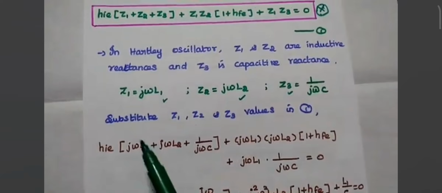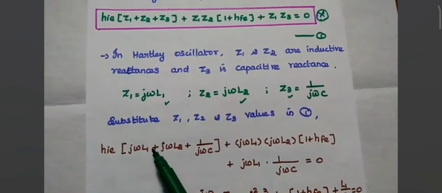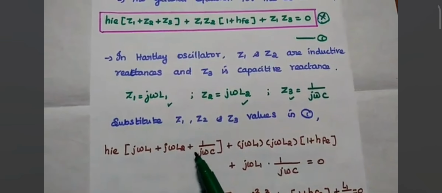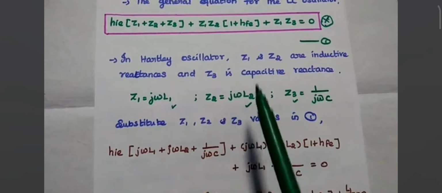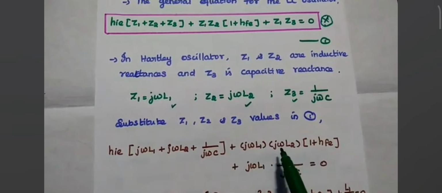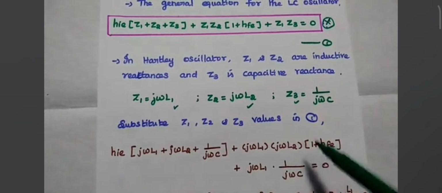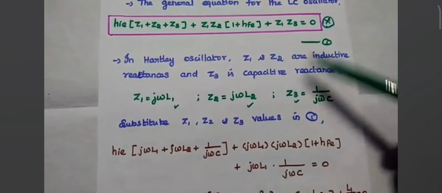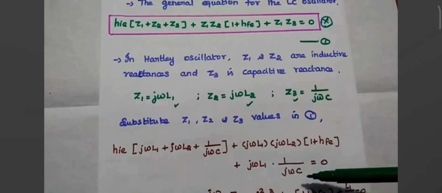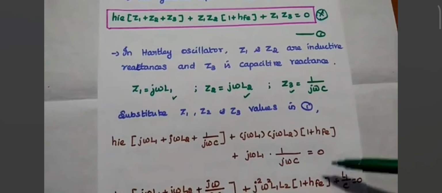Then we can get hie into (j omega L1 plus j omega L2 plus 1 by j omega C) plus Z1 Z2, so here j omega L1 into j omega L2 into (1 plus hfe), plus Z1, whose value is j omega L1, times Z3, whose value is 1 by j omega C. That is equal to 0.